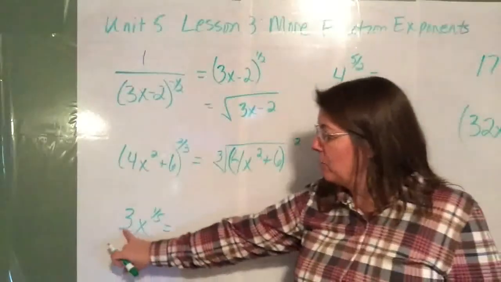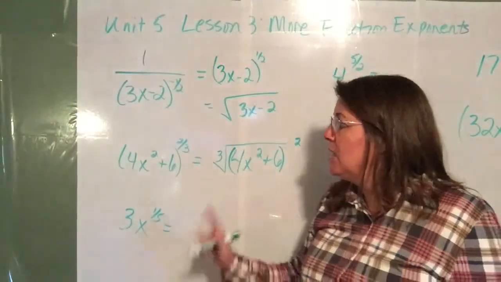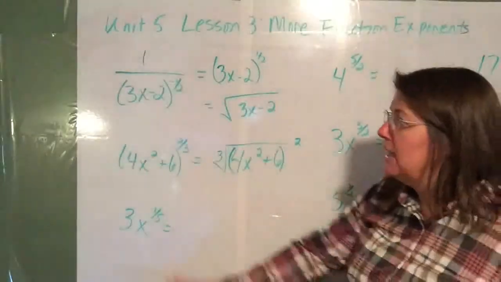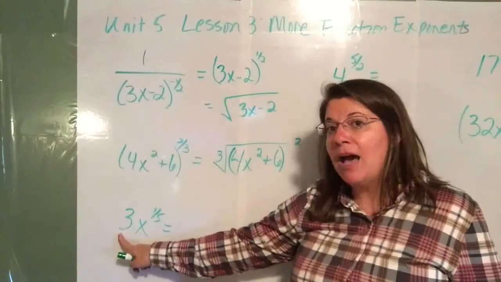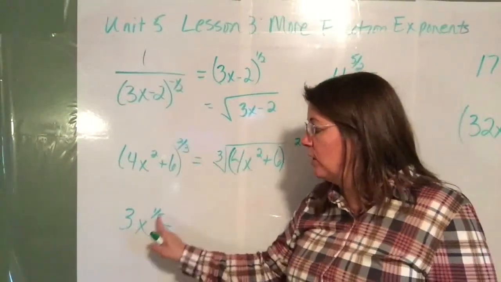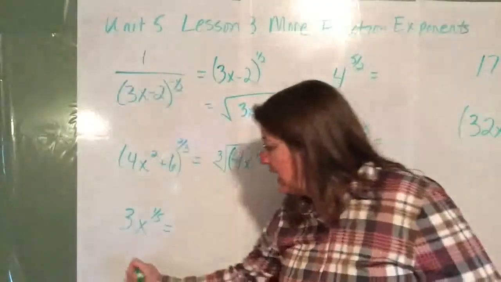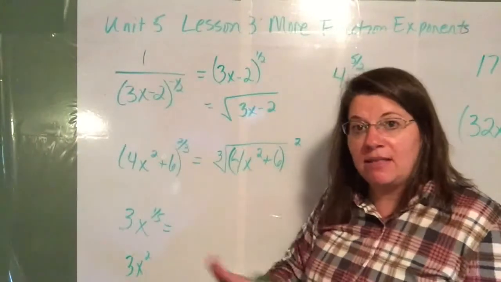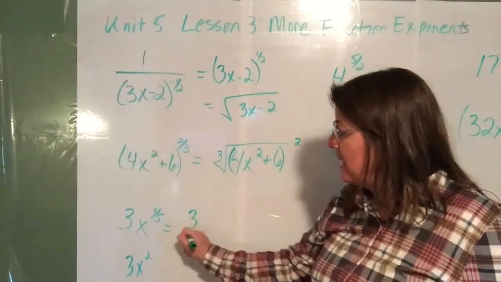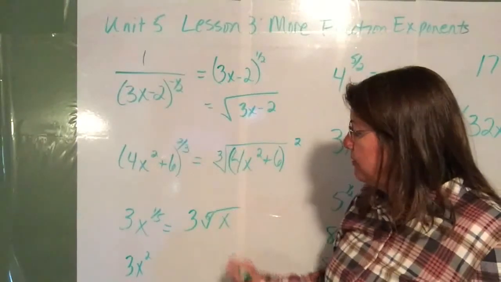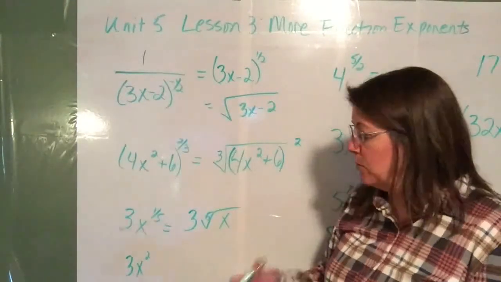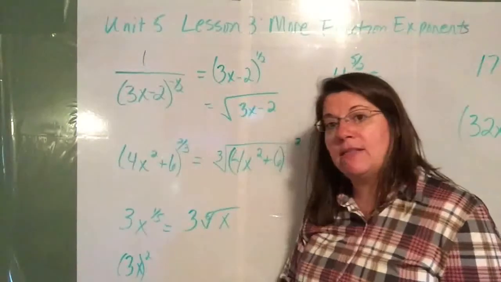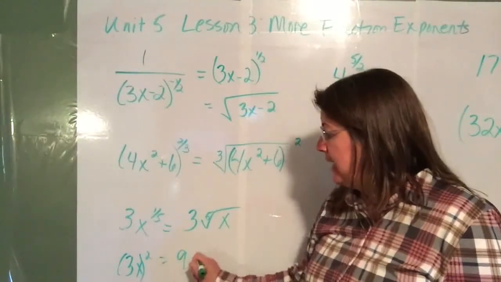For this one, we have 3x to the 1/5. Now, in this one, notice up here, the whole thing was in parentheses, so the whole thing was to the 2/3 power. In this one, the 3 is not attached to that 1/5, so the only thing to the 1/5 power is the x. Sort of like if we have 3x squared, that 3 does not have to be squared. It stands alone. So here, that is the same thing as 3 times the 5th root of x. And you need to understand the difference between when we have parentheses and when we don't. With this one, if that were in parentheses and the whole thing was squared, then that would mean 9x squared.